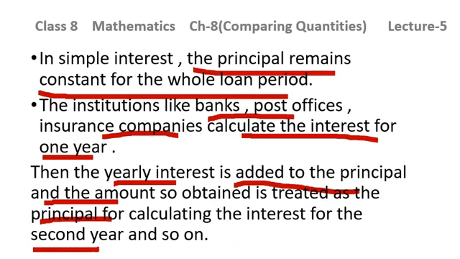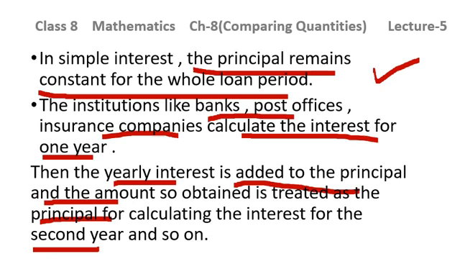So I am repeating it. I will be explaining it with the help of an example also. The point to note here is that in simple interest, the principal remains constant for the whole loan period. I hope this is clear to you. As I have given you the example of rupees 5,000, if you are borrowing that amount for 10 years, then your interest will be calculated on 5,000 rupees only.